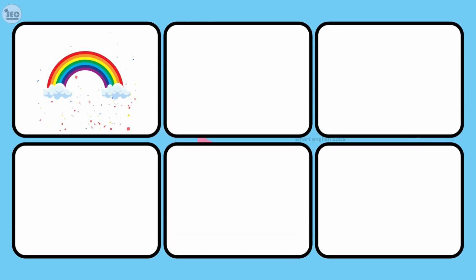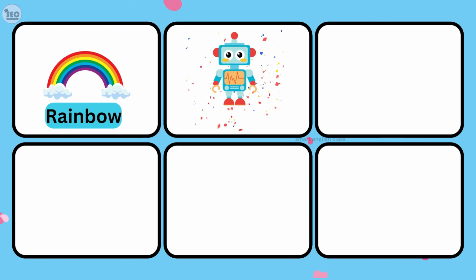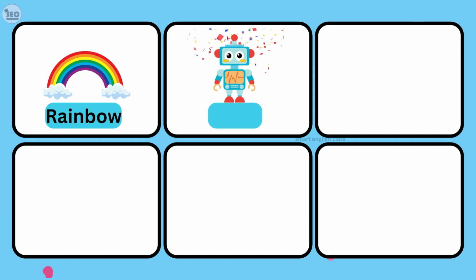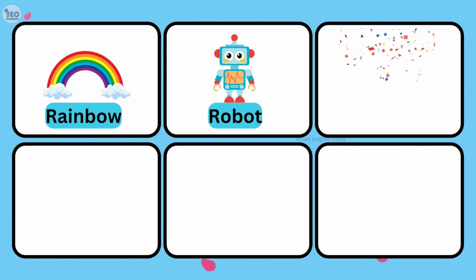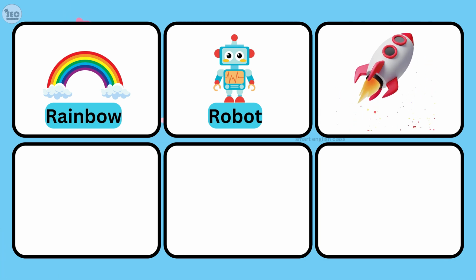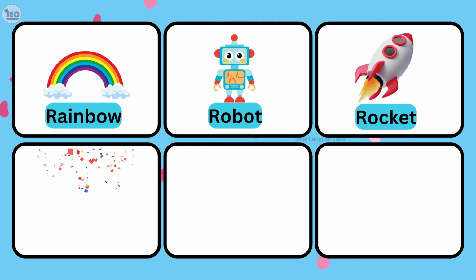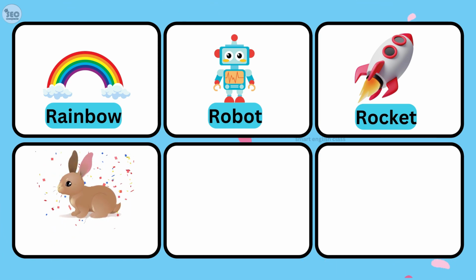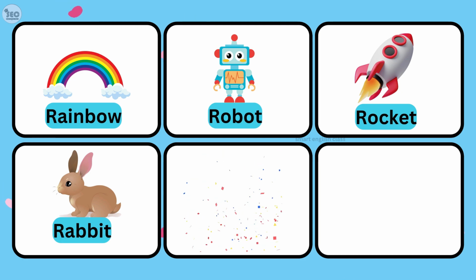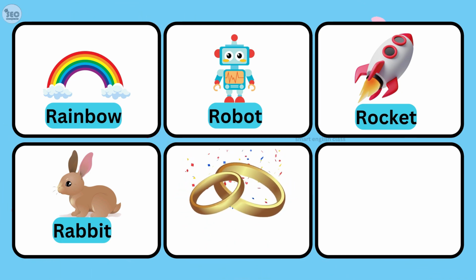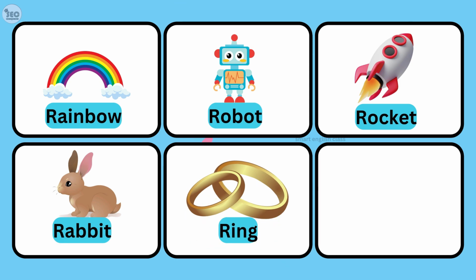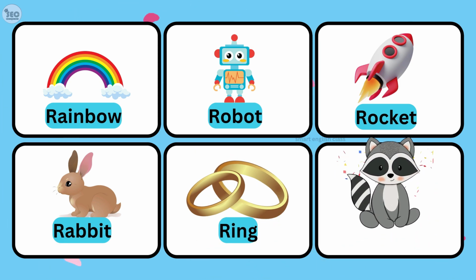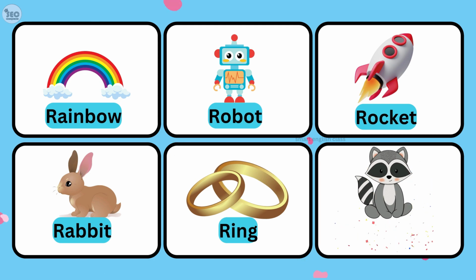R for rainbow. Rainbow. R for robot. Robot. R for rocket. Rocket. R for rabbit. Rabbit. R for ring. Ring. R for raccoon. Raccoon.